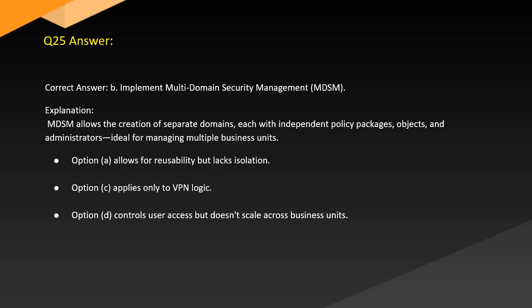Answer. Correct answer: B. Implement Multi-Domain Security Management (MDSM). Explanation. MDSM allows the creation of separate domains, each with independent policy packages, objects, and administrators, ideal for managing multiple business units. Option A allows for reusability but lacks isolation. Option C applies only to VPN logic. Option D controls user access but doesn't scale across business units.